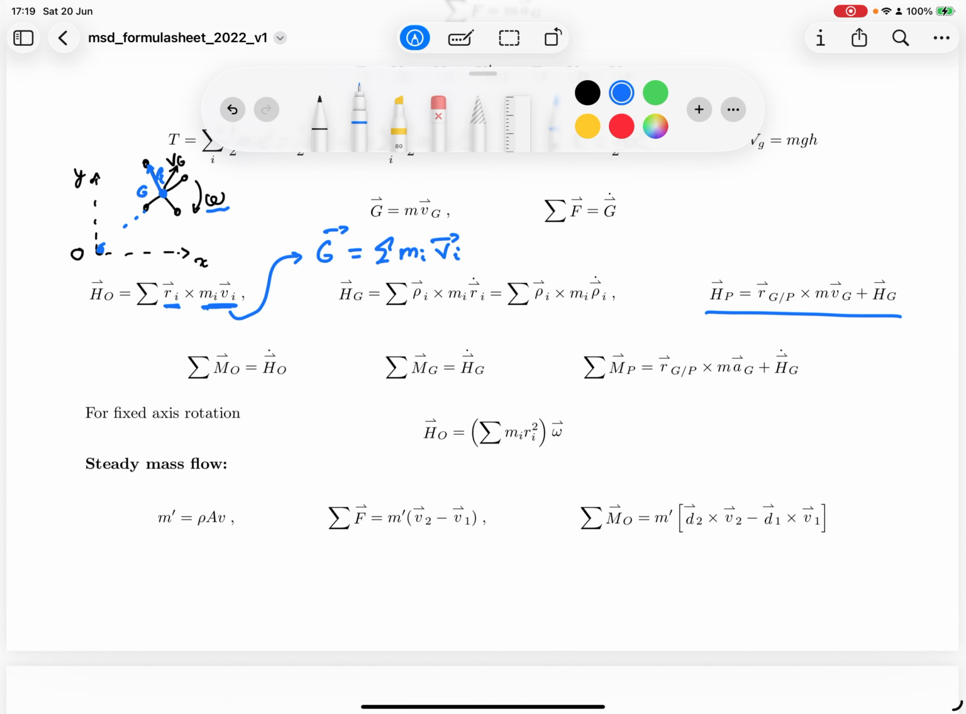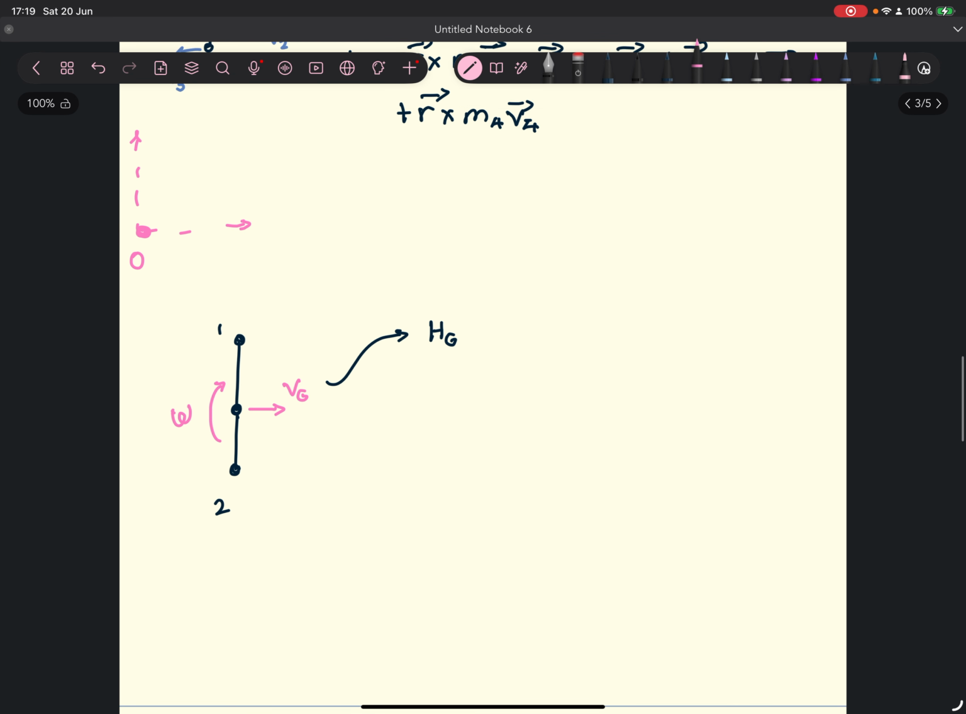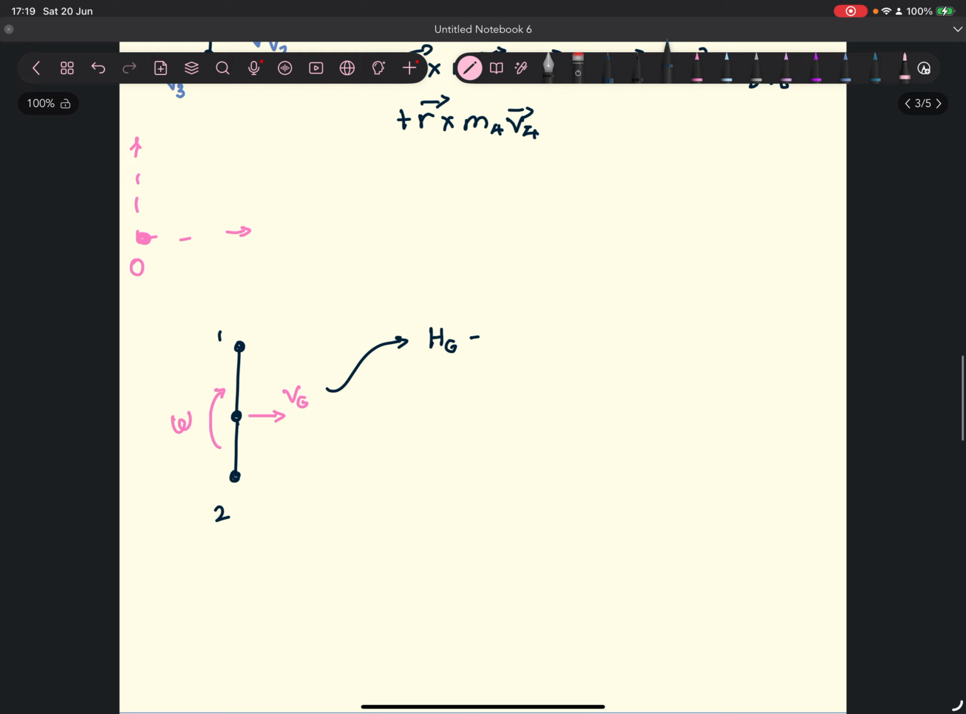And remember, we can use either one of these equations. We could use this one, which has the absolute velocity, or we can use this one, which has the relative velocity. Okay, so what does that look like applied to this question? Let's do it first with the absolute velocity.